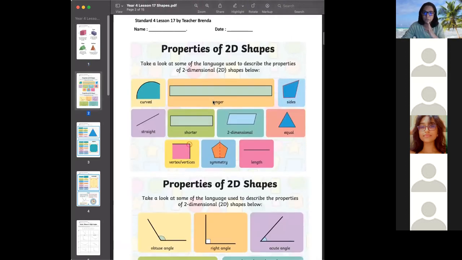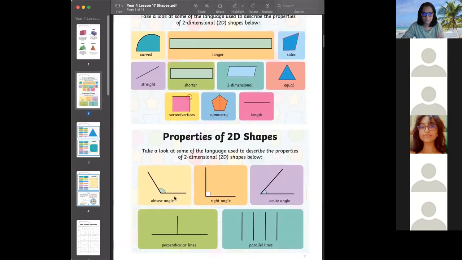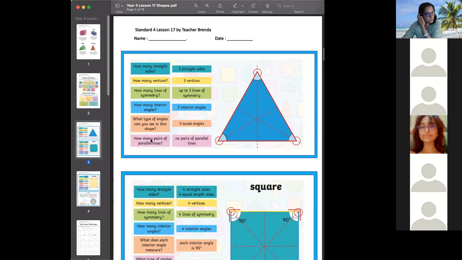Basically, when it comes to 2-dimensional shapes, on your second page, you need to know these few things: obtuse angle, right angle, acute angle, perpendicular lines, parallel lines. Just to recap, all this has been explained in the 2 videos that I have sent earlier. So please watch that, then our module continues. Over here, more notes on shapes.